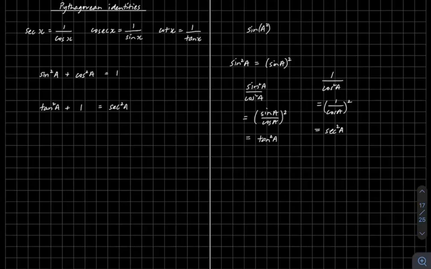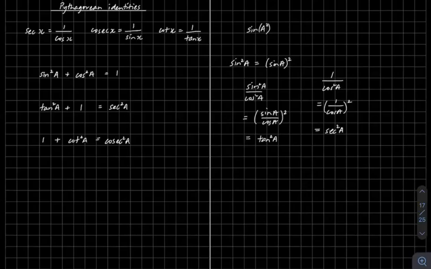Now if I went back through and did the same sort of process, but this time divide everything in the original identity by sine squared A, well, dividing sine squared A by itself would give me 1. Dividing cos squared A by sine squared A would be the square of cos A over sine A, and that's cot A, so that would be cot squared A, and 1 over sine squared A is cosec squared A.